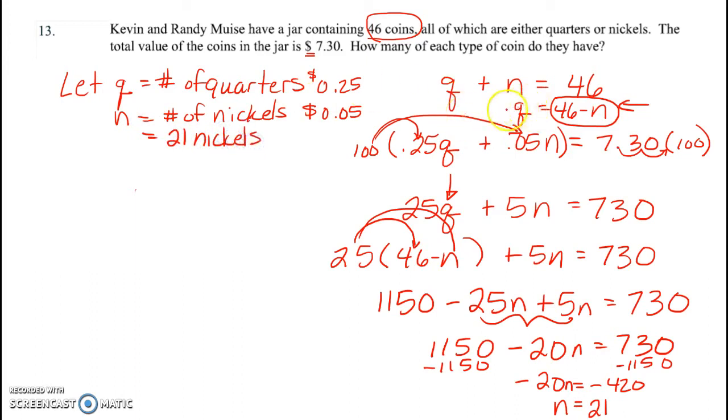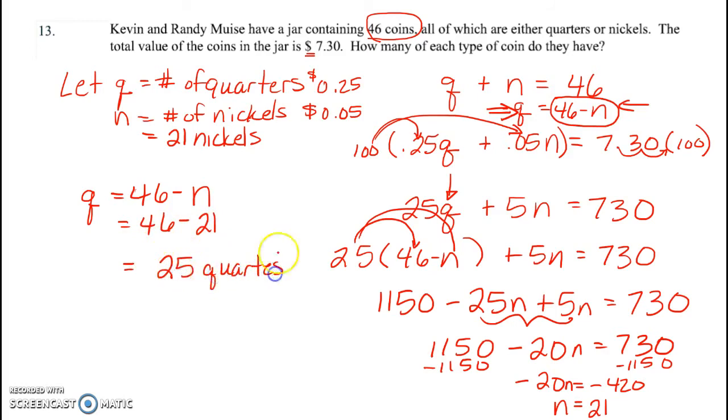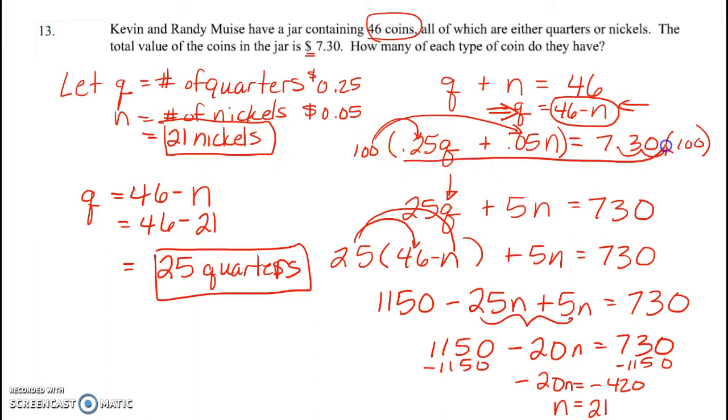To find the number of quarters, I'm going to substitute back into that equation there. That says Q equals 46 subtract N, that's going to be 46 subtract 21, and that gives us 25 quarters. 25 quarters, 21 nickels. If I add those together, that equals 46. The other way to check is to plug it back into this equation right here and make sure when you multiply out this side, it equals $7.30. Okay? Whew, that was a lot of work.